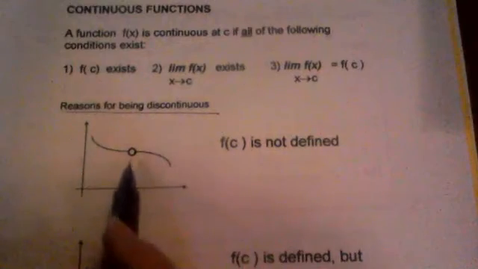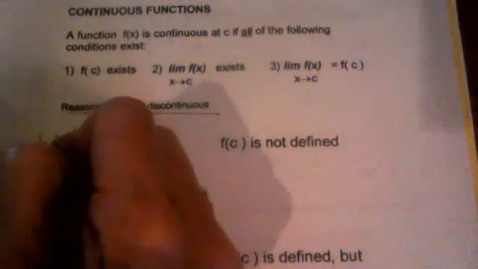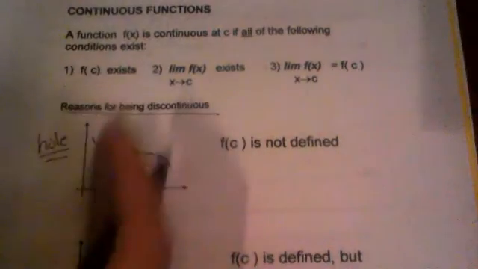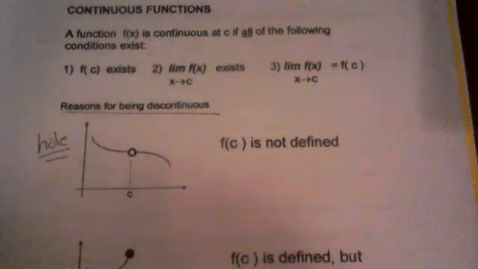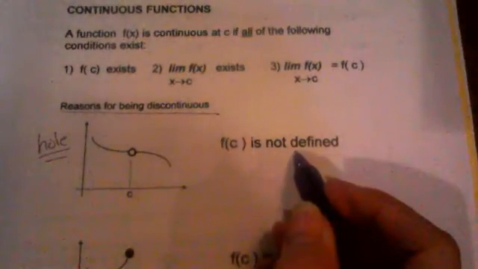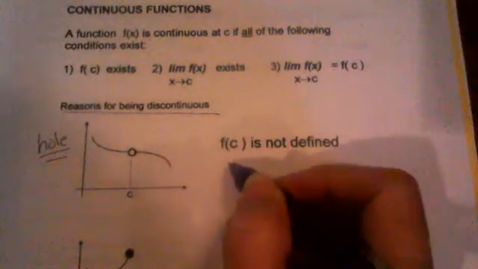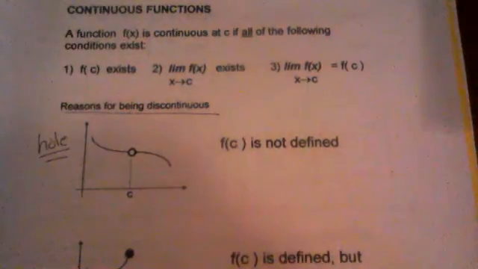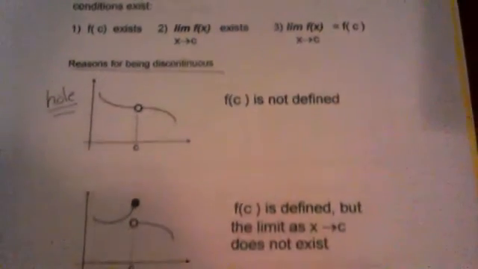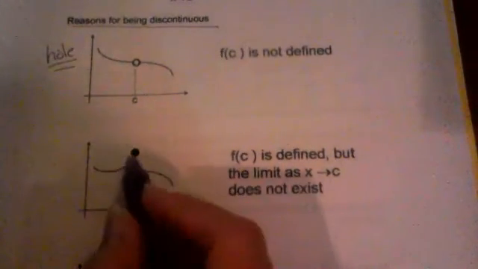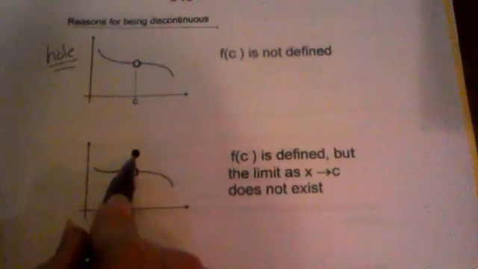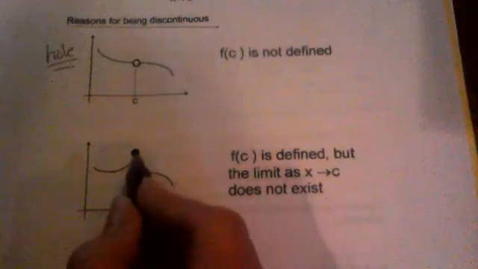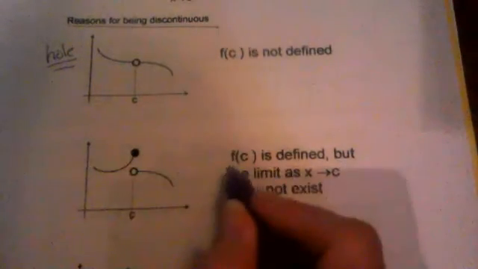So obviously this one's got a hole in it, right? A hole or even an asymptote at c would mean that there is no value, that f of c is not defined. So this one doesn't pass condition number 1. So not continuous. So in this second picture, the first condition is true. There is a value at c. F of c does exist.